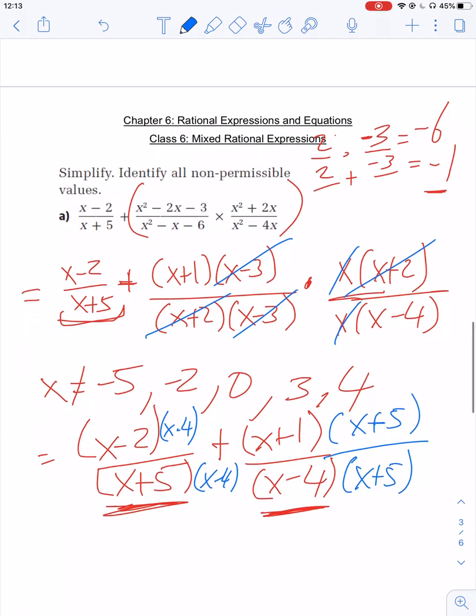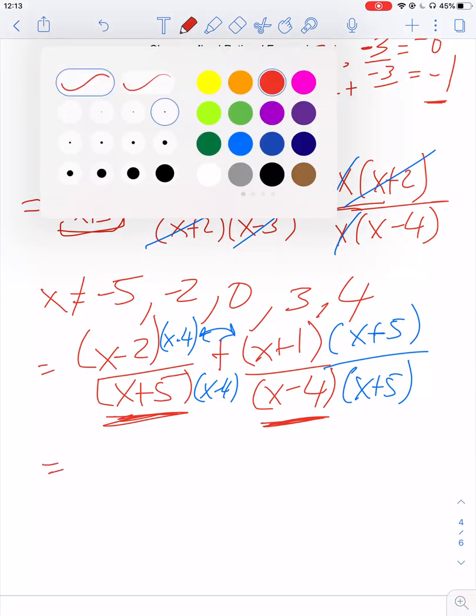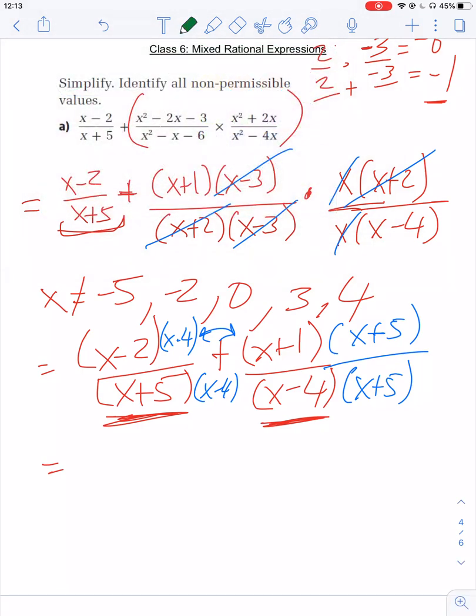Okay, now I have the same denominator, but for me to add my numerators, I will have to multiply my brackets first, because there's no way I can combine my like terms without multiplying. So this will get a little messy over here. Let's multiply this out. Again, do it however you want. Basically, you just have to distribute. Make sure you're multiplying everything, right?